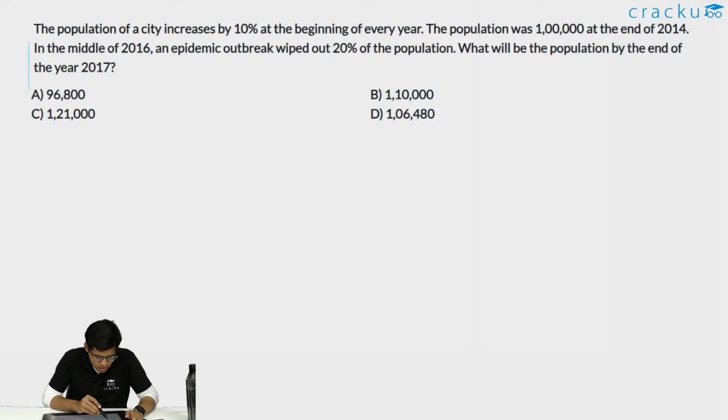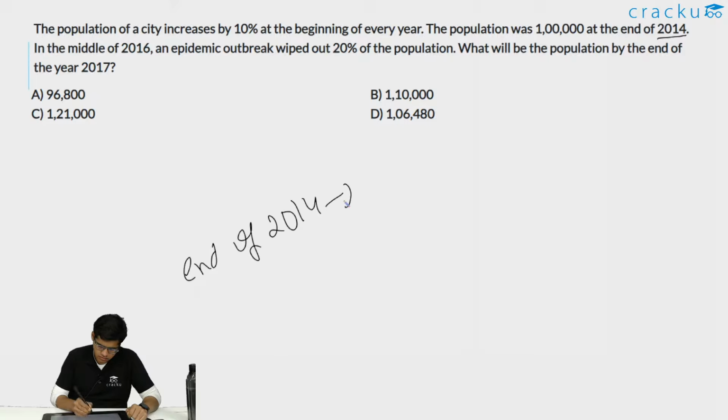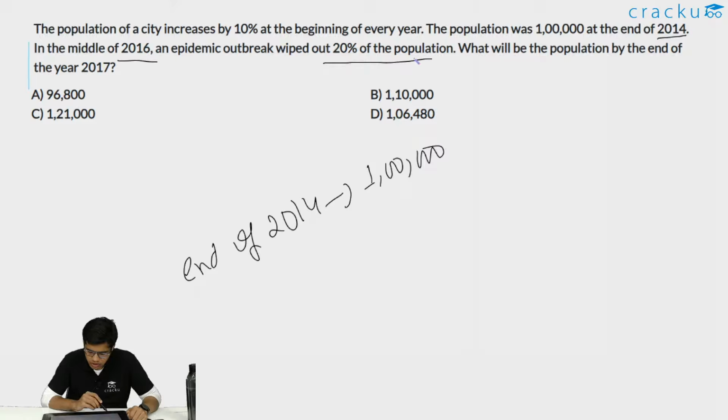See, guys, the population of a city increases by 10% at the beginning of every year. The population was 1 lakh at the end of 2014. In the middle of 2016, an epidemic broke out and wiped out 20% of the population. What is the population by the end of 2017?